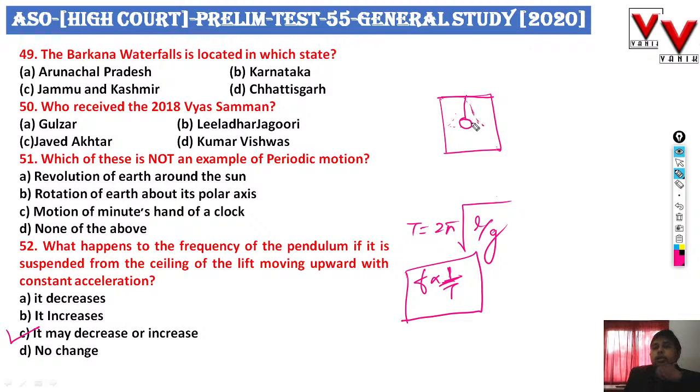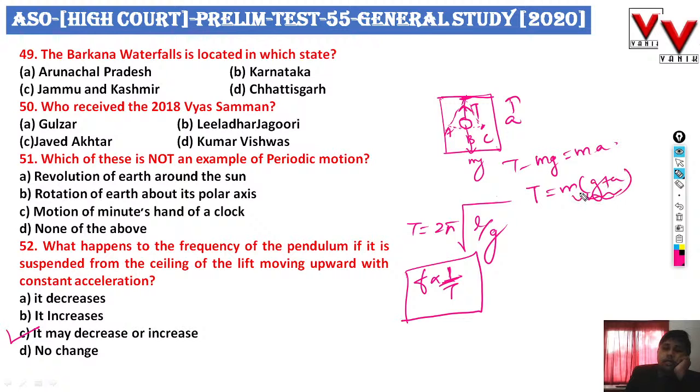The time period is the time taken by the pendulum to complete one oscillation. This is the extreme end, say A. This point is B, the mean position. This point is C. Acceleration is in the upward direction. So what is happening here? A tension is acting over here, and we have the weight acting in the downward direction. So T minus mg is m into a, giving tension as m into (g plus a). So apparent weight is increasing, but with respect to the time period, what is happening? Tension depends on this length, so this may increase or it may decrease. That depends on the effective length of the string, that is L. So answer is option C.